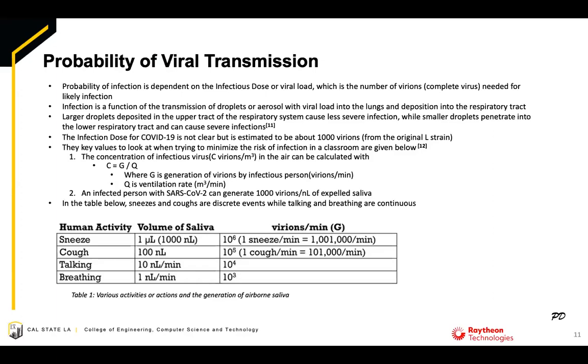Some key values to look at to minimize the risks of infection in the classroom are the generation of virions by the infected individuals and the ventilation rate of the room. With this, we can find the expected concentration of virions in the air. Below is a table with examples of various activities and their contribution to the generation of airborne saliva. So next slide, please.